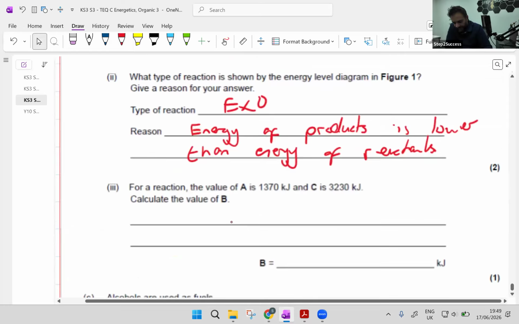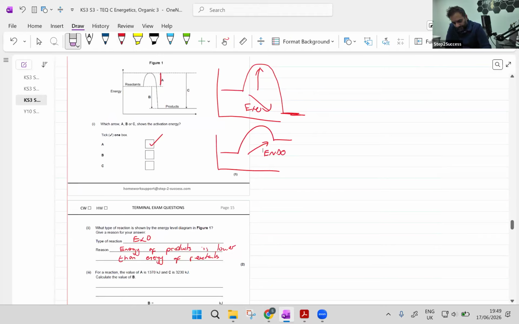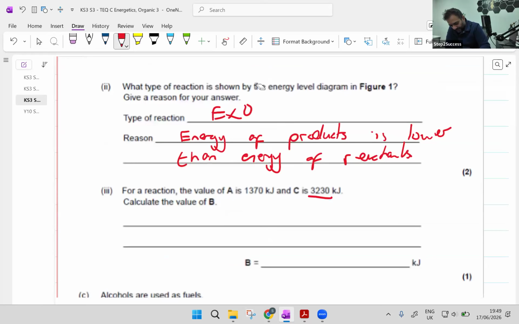And then calculate the value of B. So it's just going to be that take away that, right? So it's going to be this number take away this number. It's just using the lines on the graph, so you just work that out and you should be fine.